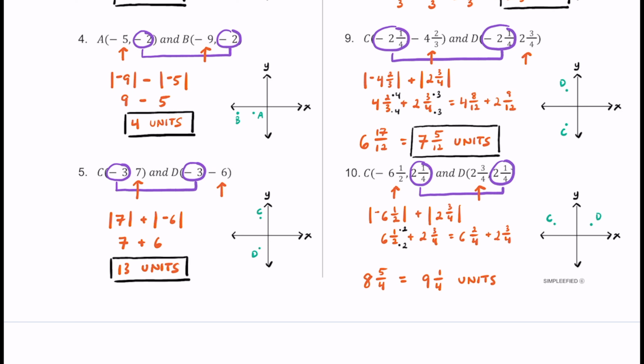Okay, so that would be the distance between these 2 points of C and D, and we got this by adding their absolute values of their non-matching numbers, and we had to make sure we had common denominators to do so. All right, so there you have 10 different practice problems on finding distance on a coordinate plane. Even if you didn't have a coordinate plane, using absolute values will always work for you as well.